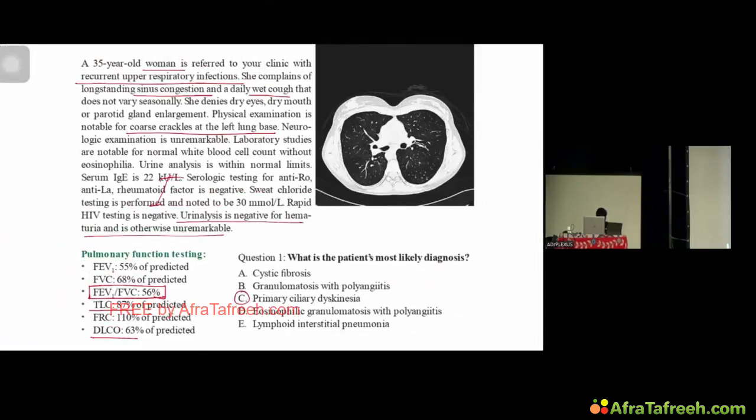Primary ciliary dyskinesia. Very good. It is primary ciliary dyskinesia. So the patient is having SBA-like symptoms, right? Mostly SBA-like symptoms. What is the patient having? Sinusitis, bronchiectasis, wet cough, and you can see here this is a CT scan. The heart should be like this, but it is like this. That is dextrocardia. So this is a case of primary ciliary dyskinesia, mostly Kartagener syndrome.